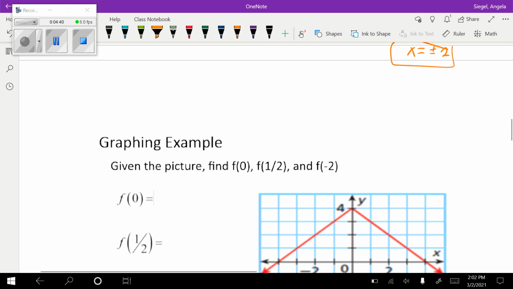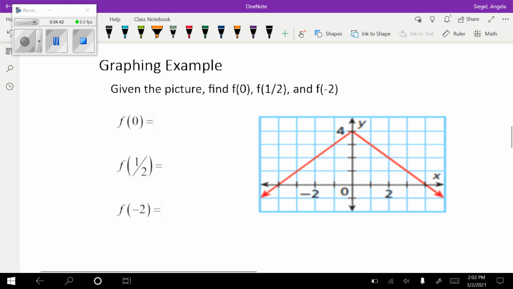Okay, let's go to another part. Let's look at it in terms of graphing. Given the picture, find f of 0. So remember, I think f of x. These are x values. So what is our y value when x is 0? So let's see. When x is 0, what is our y value? Okay, our y value is 4.